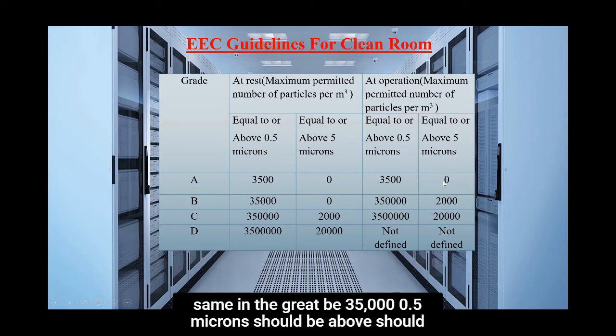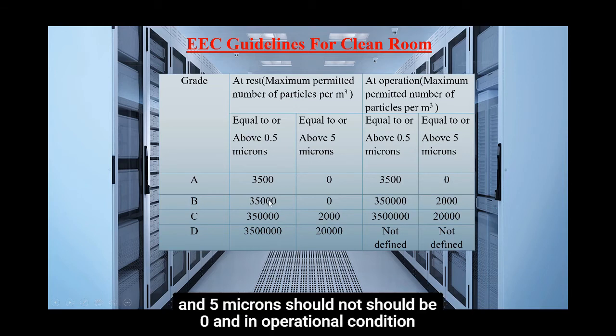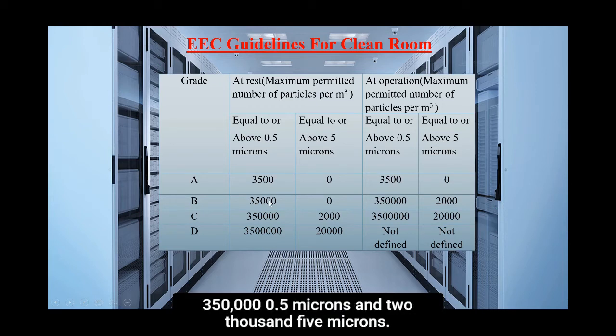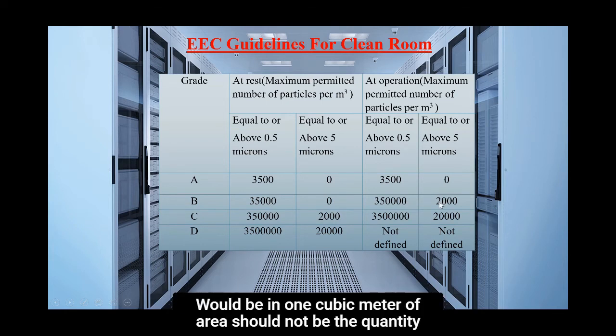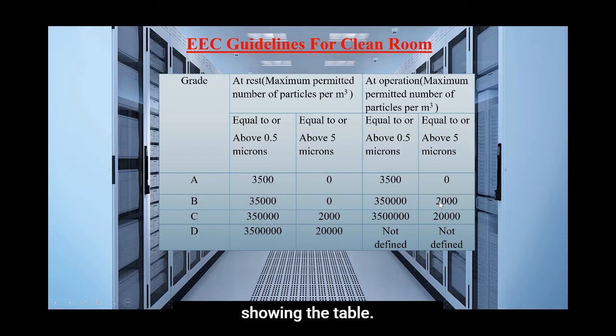Same in grade B: 0.5 microns and above should not be more than 35,000 particles in 1 cubic meter of area, and 5 microns should be 0. And in the operation condition, 350,000 particles of 0.5 microns and 2,000 of 5 microns in 1 cubic meter of area. The quantity should not be more than this quantity, which is shown in the table.